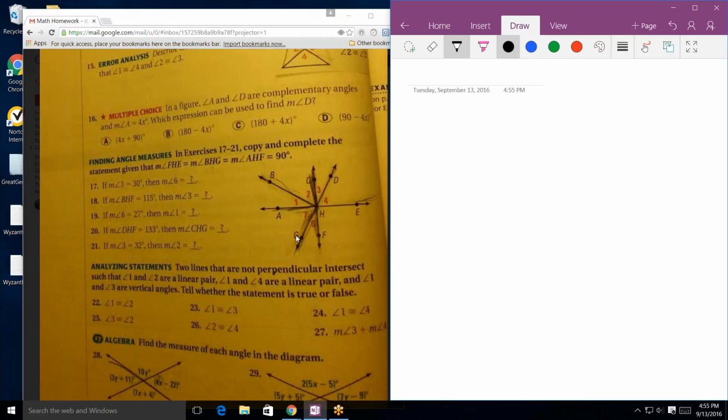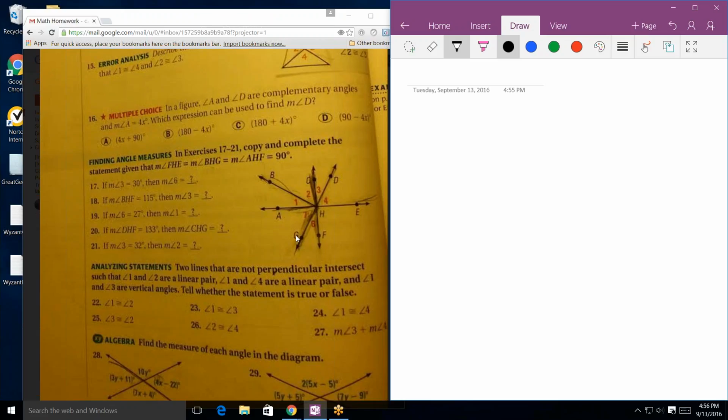They're not. They intersect at a midpoint. Well, they are, aren't they? I didn't even see that. Yeah, they are vertical angles. DHF and CHG are vertical angles. Very good. One step.